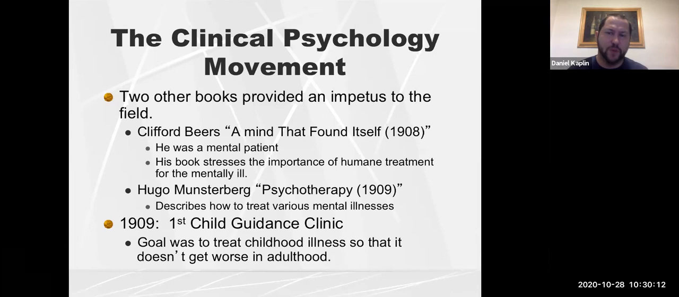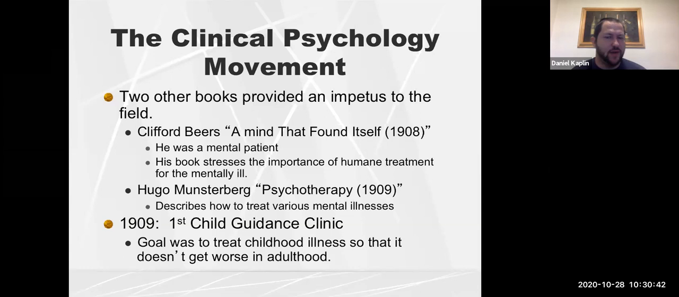So his book tells a story from a personal perspective, how one might recover from mental illness. And then Hugo Munsterberg, which we're also going to talk about. He wrote a book called Psychotherapy, which was an early version of trying to explain how to treat various mental illnesses. Some of his work we wouldn't do today, but again, look at the date, it's 1909.